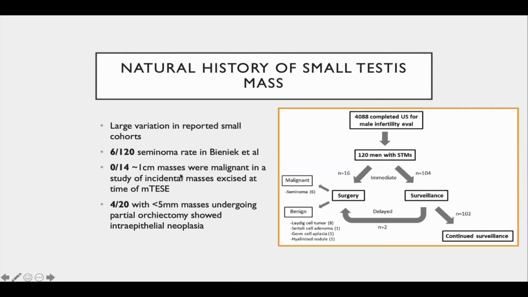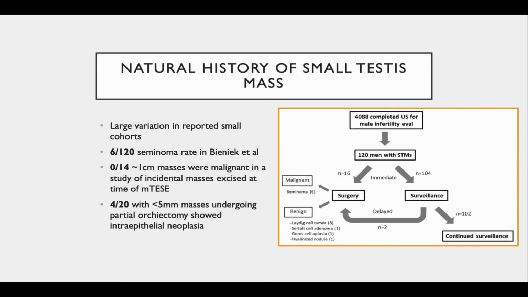These other small cohorts were mostly looking at even smaller masses that were picked up incidentally. This was a group of infertile men who underwent an M-TESE and had a subsequent mass noted. None of those men were found to have any malignancy. And this was a group of 20 men who underwent partial orchiectomies for masses less than 5 mm, more of a general urology population rather than a specifically infertile population. They did find 4 cases of germ cell neoplasia in situ. So no overt malignancy, but certainly some features of malignancy in 4 out of 20.